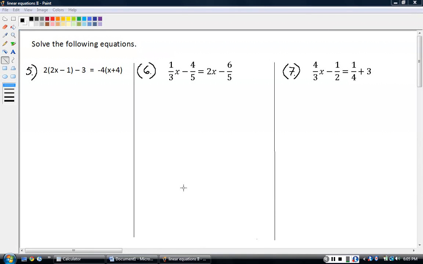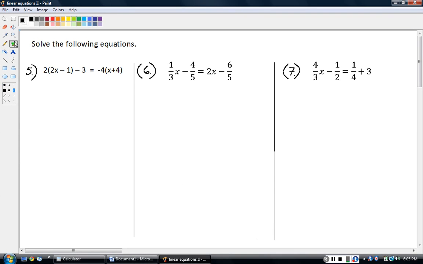As promised, more examples. 6 and 7 have some fractions in, so we'll get into that in a second, but number 5 is similar to number 4. To solve that equation, first I'm going to have to get rid of these parentheses.